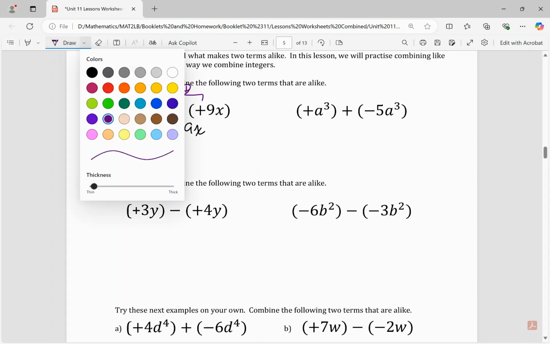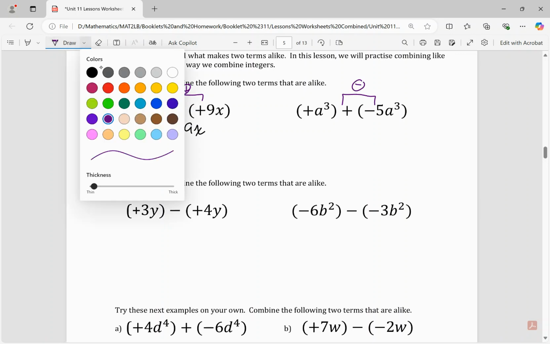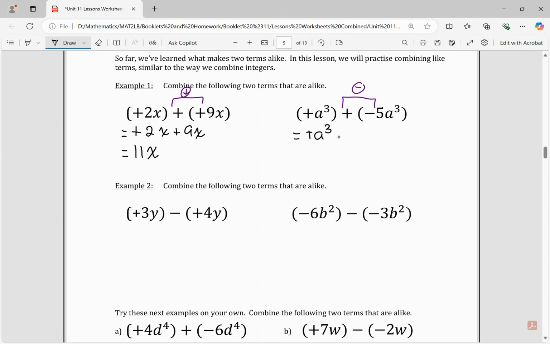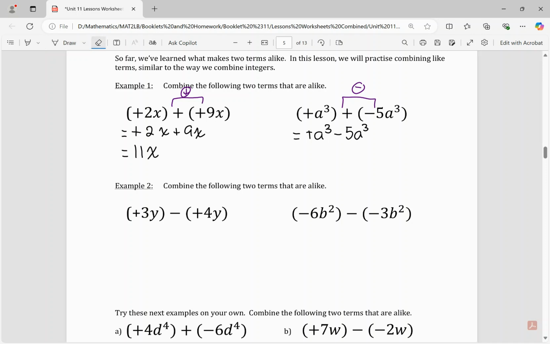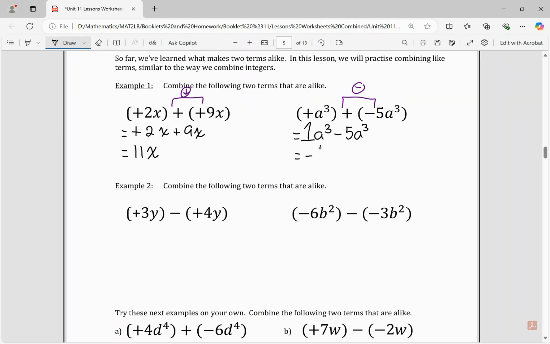Let's take a look at the second problem. Here we have a positive and a negative. Remember that when the signs are different, it becomes a negative. So this is equal to positive a cubed minus 5a cubed. So we need to add these two like coefficients together. Remember that when you don't see a coefficient, it simply means that the coefficient is 1. So this is kind of like 1 minus 5, which is negative 4a cubed. Remember, this is only possible because they're like terms.